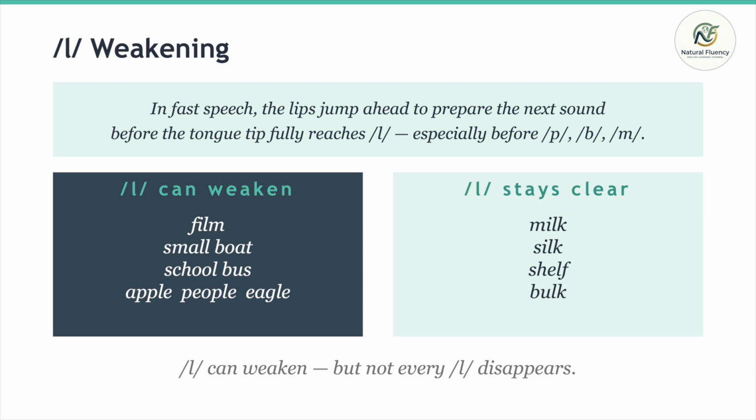Look at the screen. Milk, silk, shelf, bulk. In words like these, the L still stays relatively clear. Let's do them together. Milk, milk. Silk, silk. Shelf, shelf. Bulk, bulk. Good. So yes, L can weaken in fast, unstressed speech, but not every L disappears.